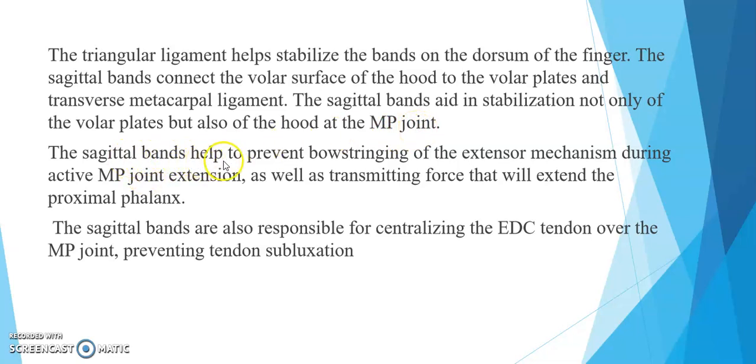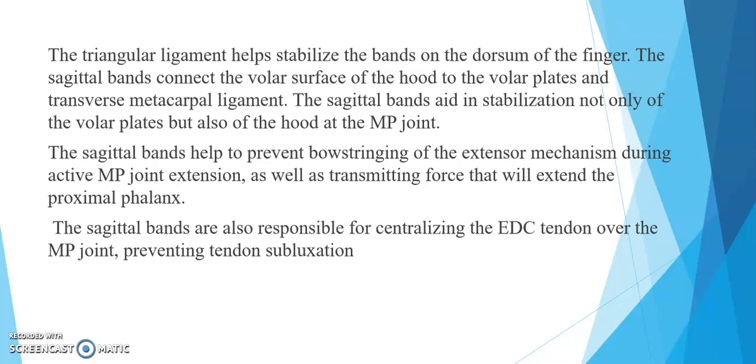The sagittal bands help to prevent bowstringing. In the same way the annular ligaments prevent the bowstringing of the flexor tendons, which we have studied earlier, the sagittal bands prevent the bowstringing of the extensor mechanism during active MP joint extension, as well as transmitting force that will extend the proximal phalanx. So you understood that the main aim is to stabilize and to prevent the bowstringing of the extensor mechanism during active extension.